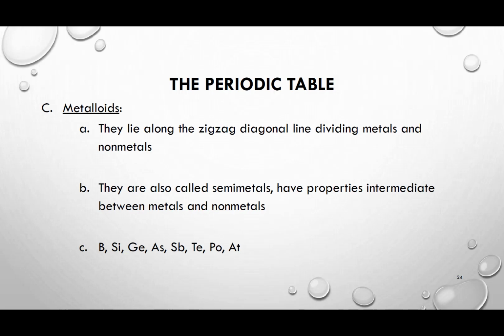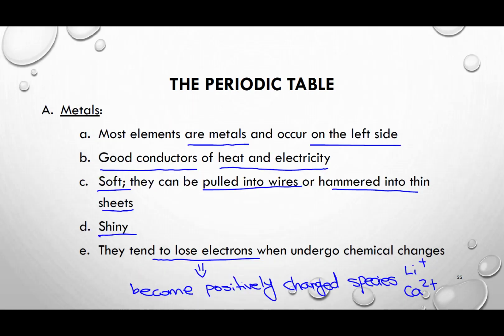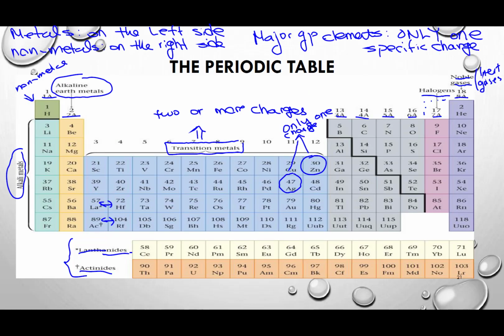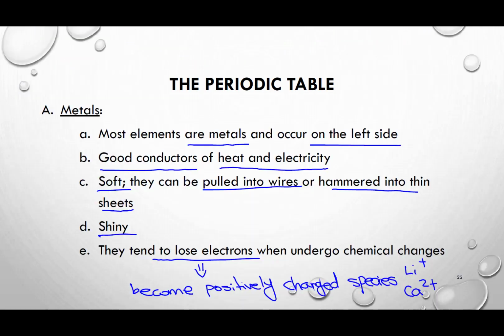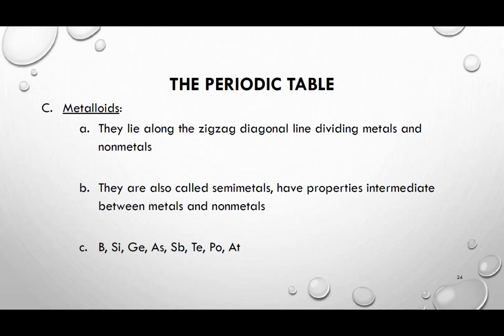Next ones are metalloids. Metalloids go along the zigzag line. If I go back to my periodic table, do you see this zigzag line? That's where the metalloids are. On the periodic table that you're provided with, the zigzag line is not on it, because you have to know which ones are metalloids. But they lie around the zigzag line.